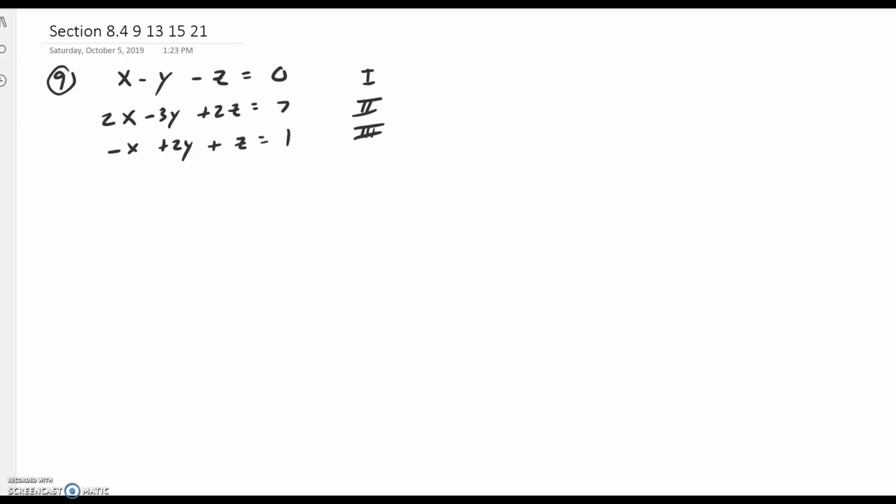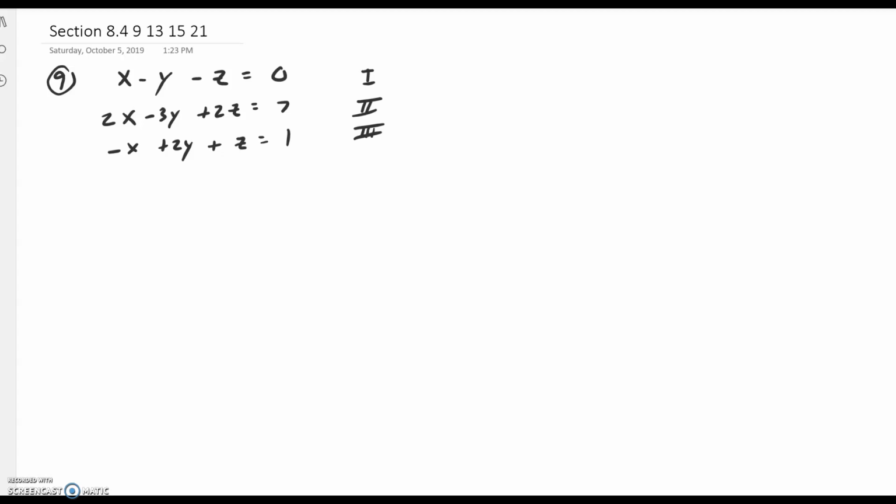We need to solve the system of three equations with three variables. I've numbered the equations with Roman numerals 1, 2, and 3 so that I can write down a plan and keep my work organized. When your equations start to have three different variables in them, you very often need to keep your work organized or you're going to get lost in the middle of it.